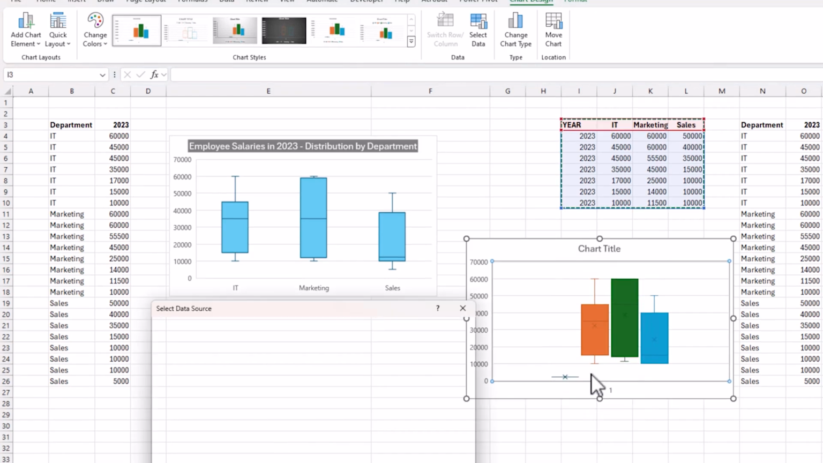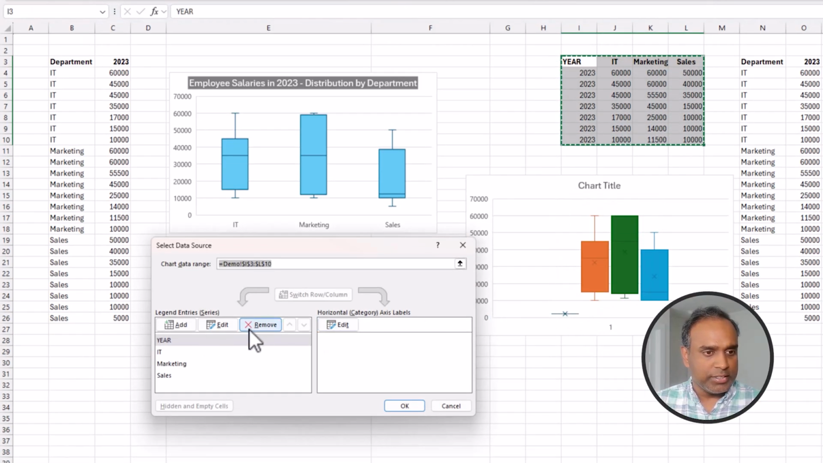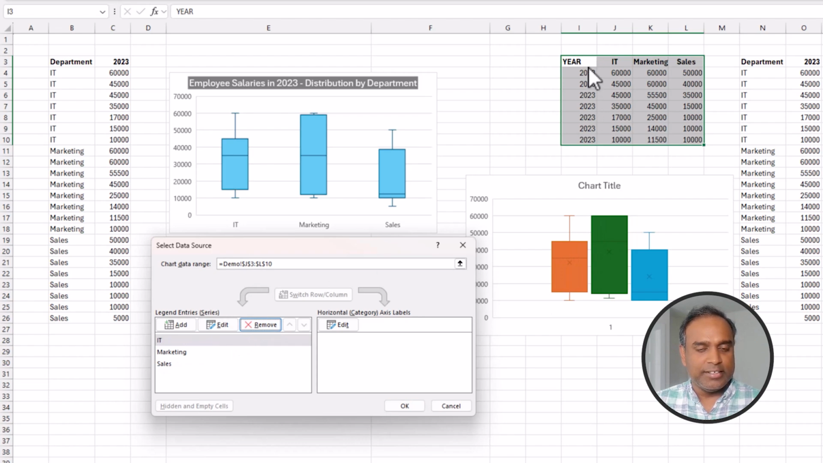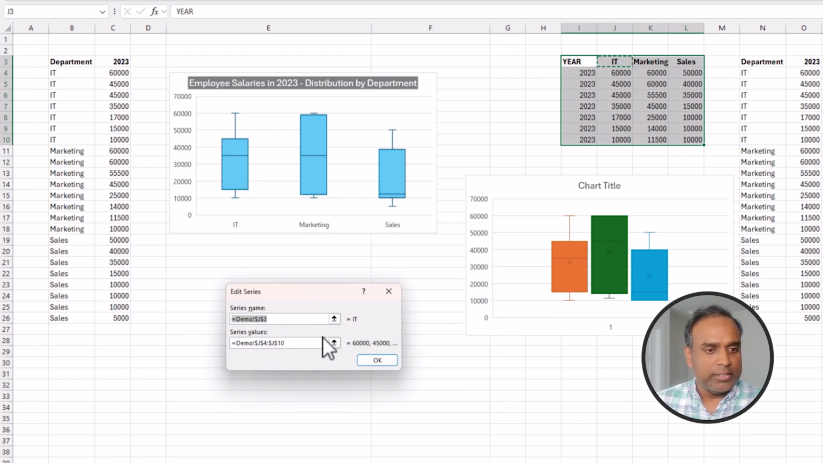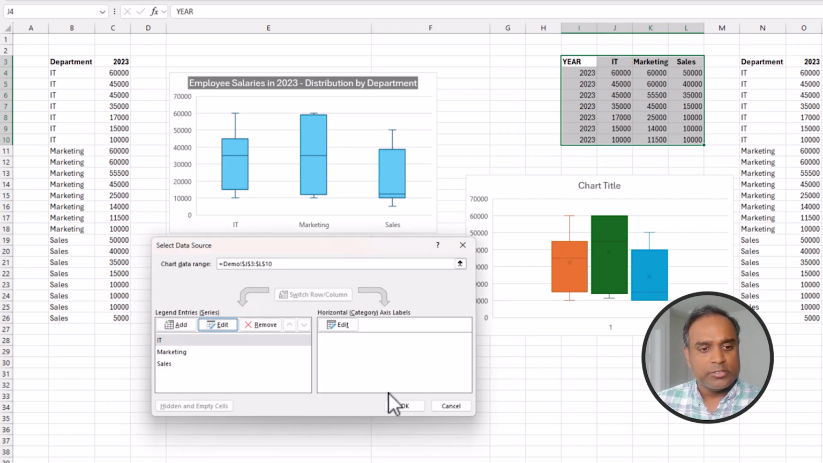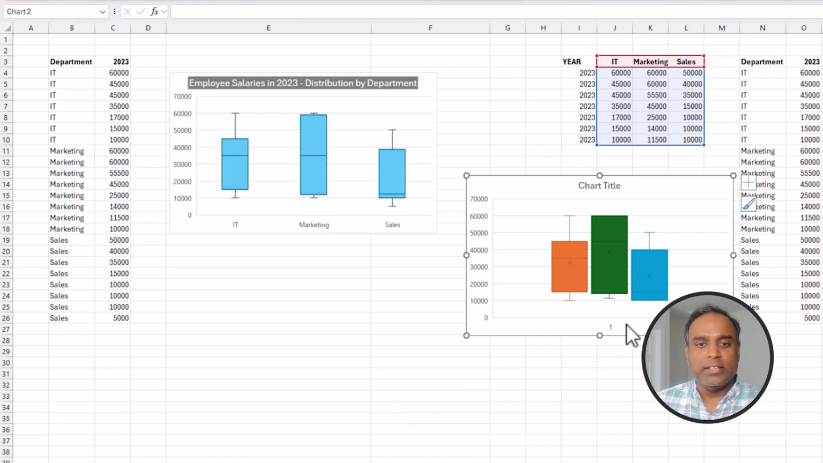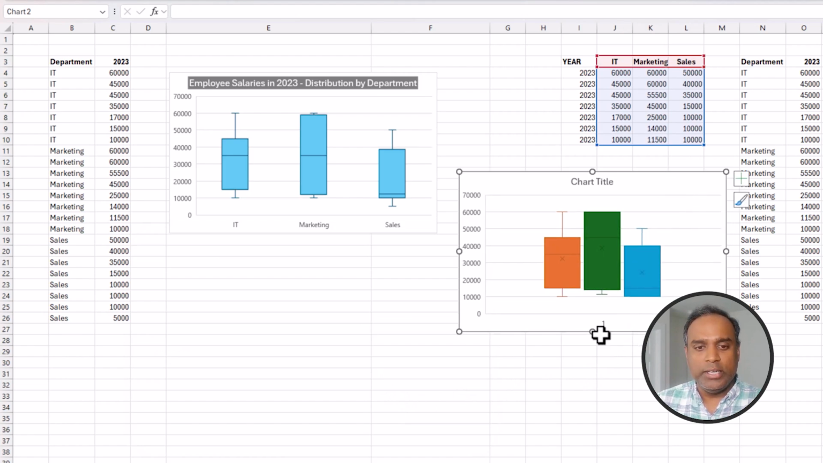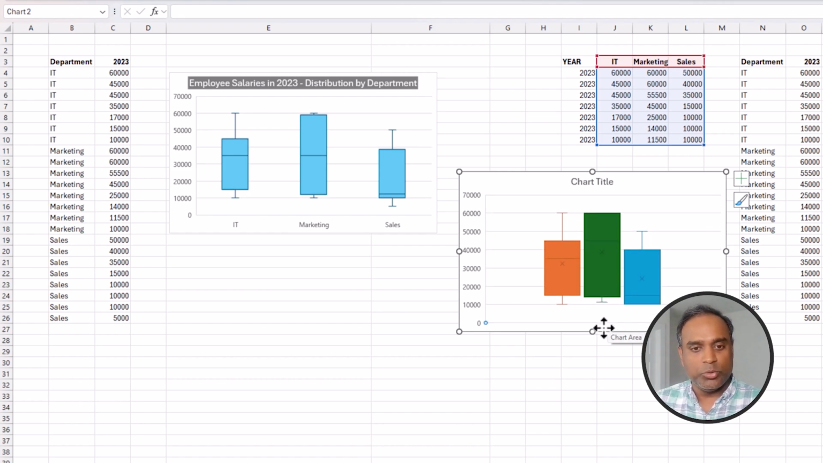And once again, let's go and check whether it treated the year also, because I don't want the year to be a series. I just want IT, marketing, and sales. So let's look at IT, and IT values are these values. So that looks right. So I'm just gonna hit OK. And in this case, we don't need the x-axis labels. So I'm going to click on them, x-axis title. I'm just going to remove it.